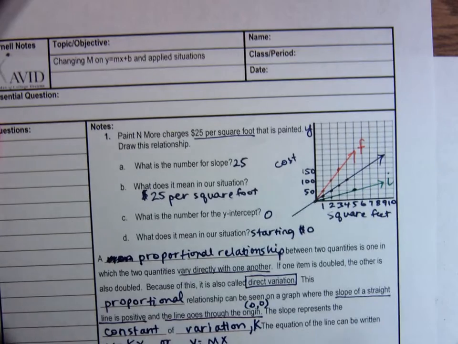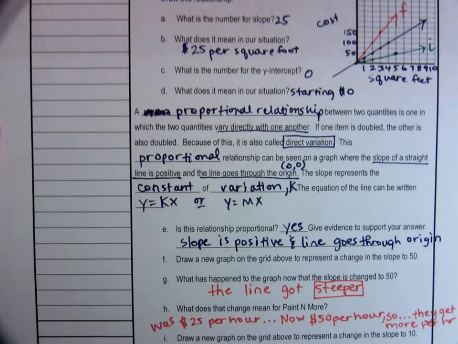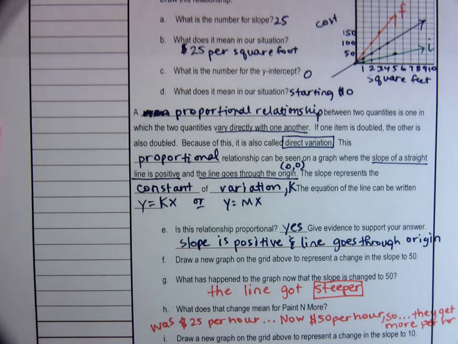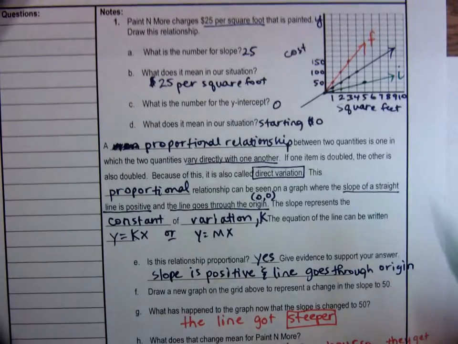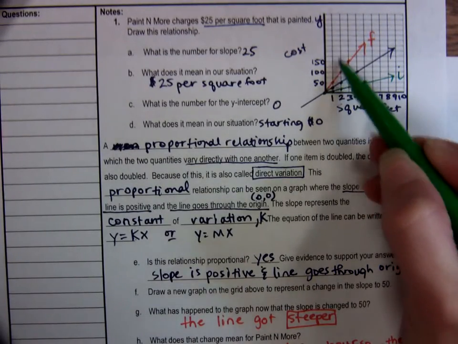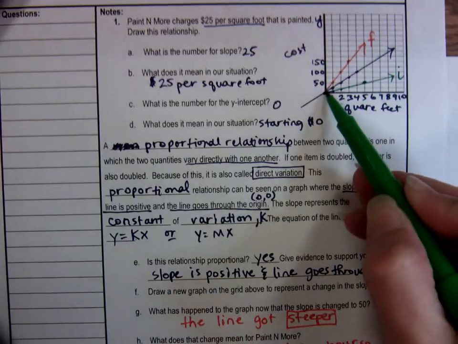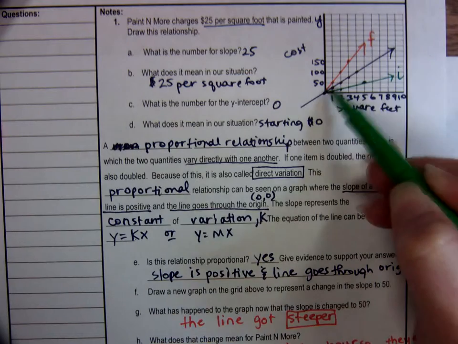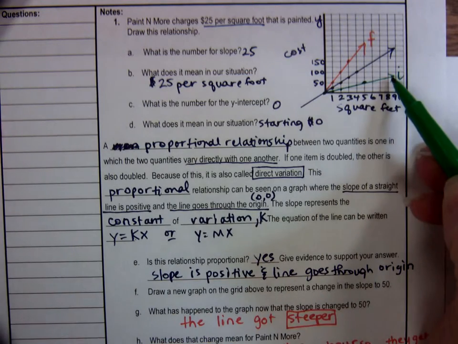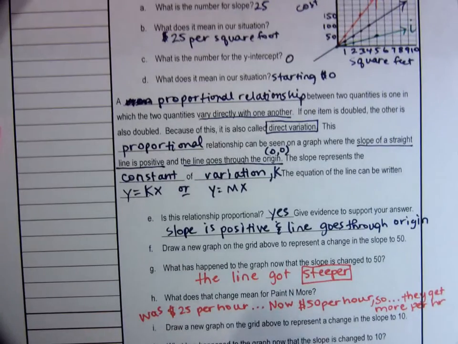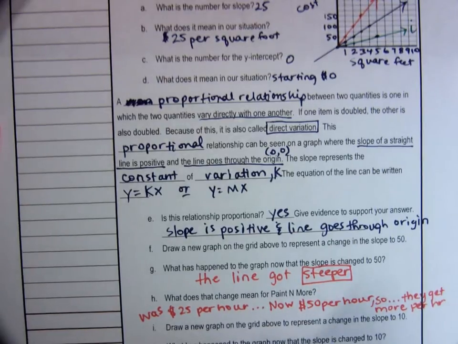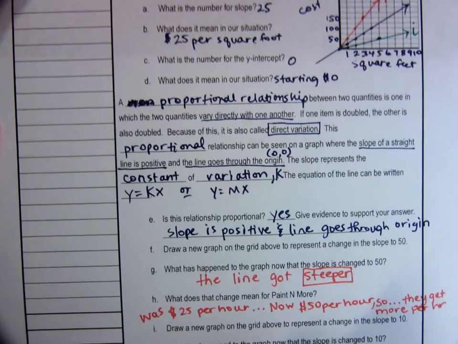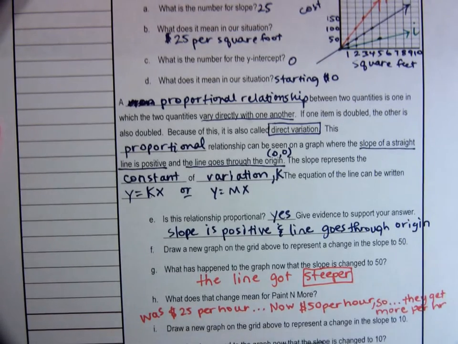That's going up by 10. And it says, what has happened to that graph now that the slope is changed to 10? Well, if you look at it, this one was getting higher faster. This one is getting higher slower than that original line. Remember, this is our original line. This line is flatter than the original line. So the line got flatter.